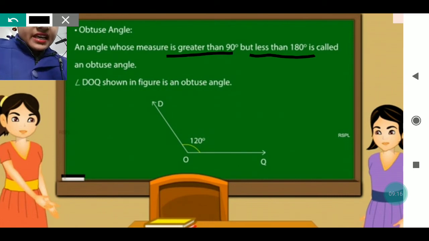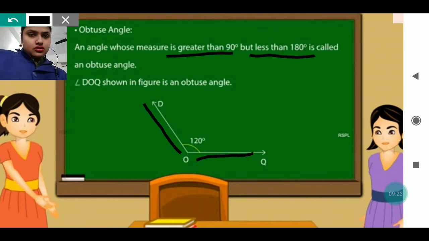Okay, you can see here in this angle, one ray is drawn like this and one ray is drawn like this. The name I have given is D on one side, and on the other side I have given Q, and in the middle where both the rays are meeting, the name of this point I have given as O again. So when I am measuring this angle, I am getting 120. 120 is more than 90, and it is less than 180 also. Okay, so we can say that this angle is an obtuse angle.